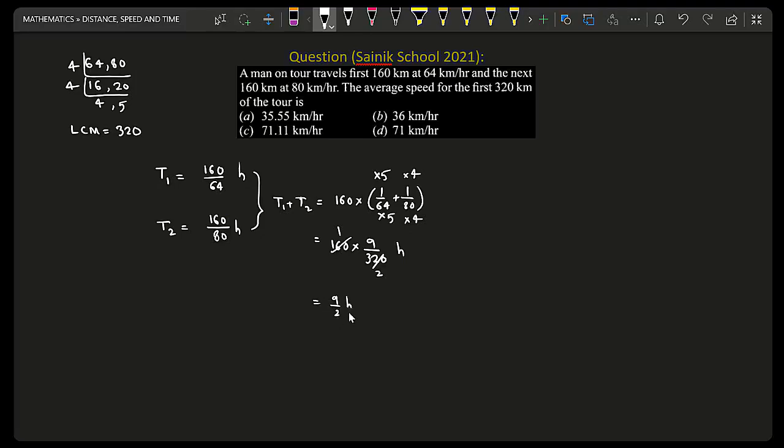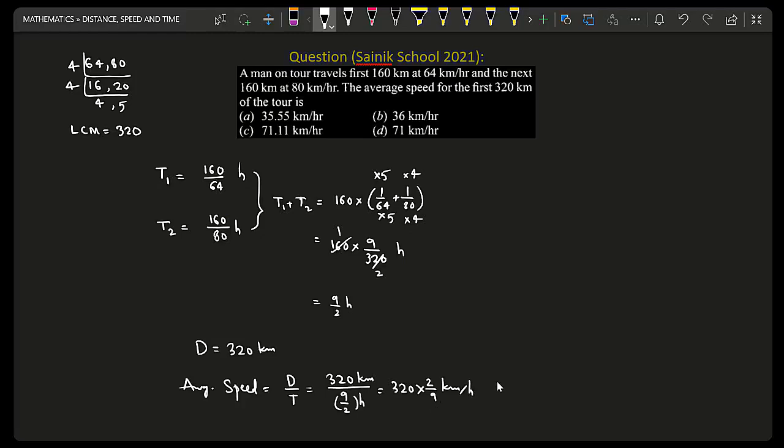Total time we got. And total distance is also very simple. What is the total distance? Sir, 320 kilometers. Now can we find the average speed? Yes, sir. What is average speed formula? Sir, total distance by total time. Total distance is 320 kilometers and total time is 9 by 2 hours. If there is a fraction in the denominator, what do you do? Sir, we can transpose. 2 by 9 kilometers per hour.